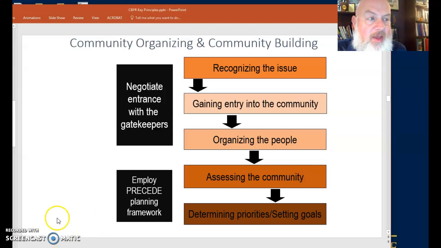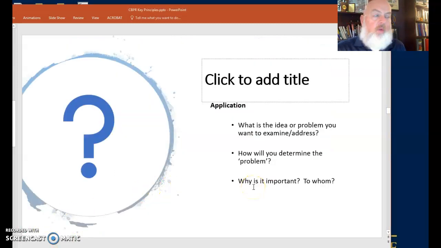What I'd like you to be thinking about this week is, what is the idea or the problem that you want to examine or to address? How are you going to determine what the problem is, and why is this important, and who is it important to? And so you can look at this. So how are you going to identify the issue that you want to assess?